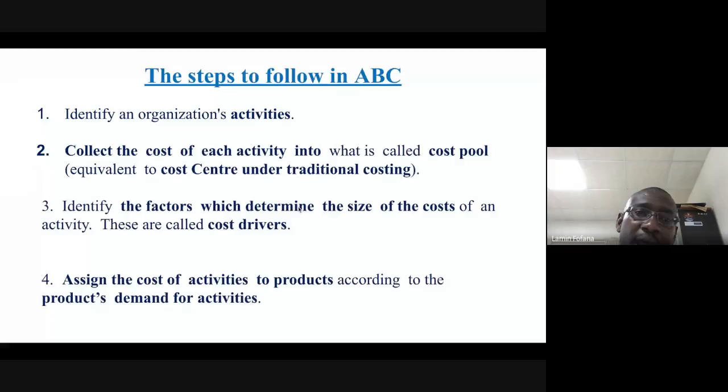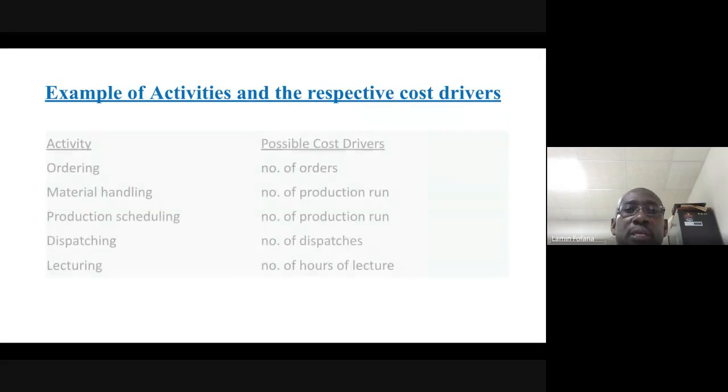Number 3 will be like determining your cost driver. The cost driver here will be equivalent to our activity level when we are doing our traditional costing. So the cost driver rate will be the same as our OAR or our FOAR. And then we assign. So this is exactly what we do.